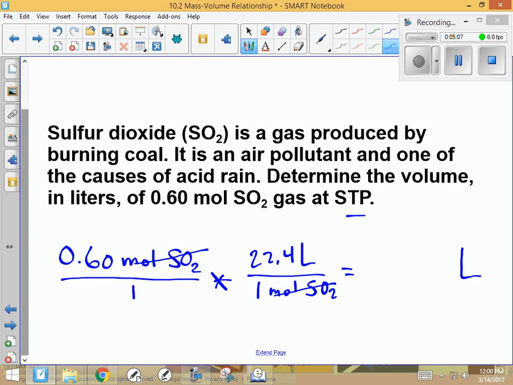And that would be, let's see, is that 13? I'm going to have to get my glasses out. And what are the correct number of significant figures? Two significant figures. And here we go.